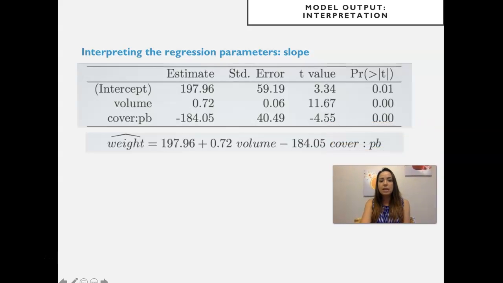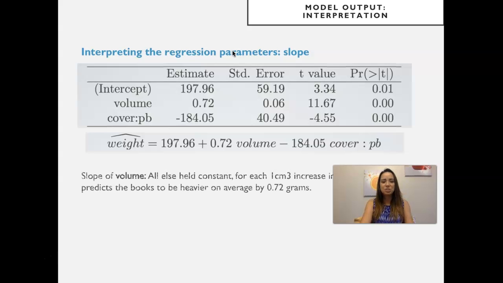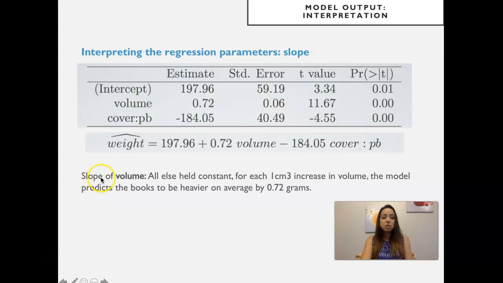Let's interpret the regression parameters one by one. I did that in general in the previous video, but we'll go again one by one to make sure you understand it. First, the slope of volume. All else held constant, meaning if I hold cover constant, then for each 1 centimeter cubed increase in volume, the model predicts the books to be heavier on average by 0.72.